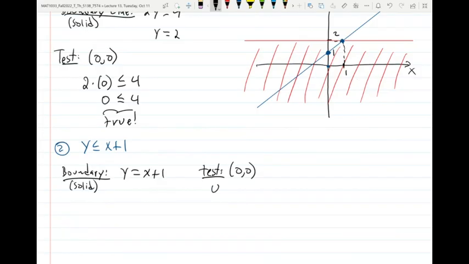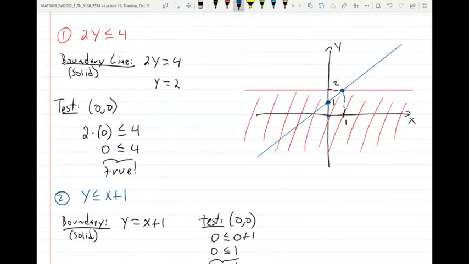So we're going to have 0 is less than or equal to 0 plus 1. So we end up with 0 less than or equal to 1. What do you think? Is this true or false? This is true. So what does that mean? Shade the bottom, right? We shade the bottom. So I'm going to shade all this. Yes? So anything below the blue line is okay for number 2. Anything below the red line is okay for number 1.